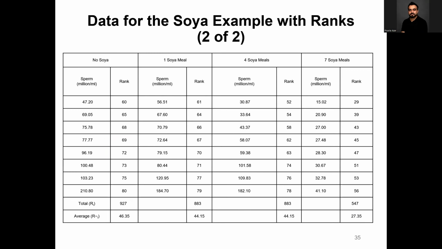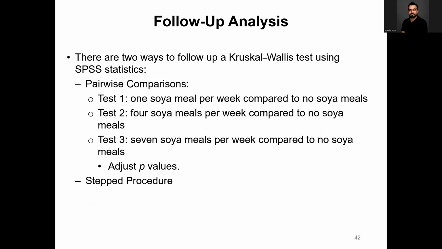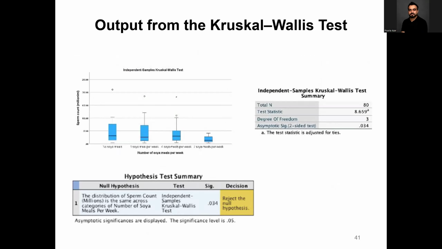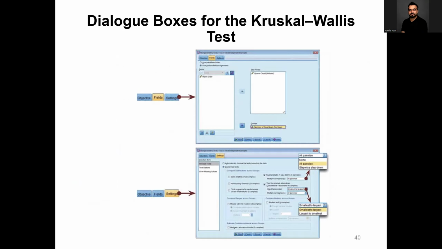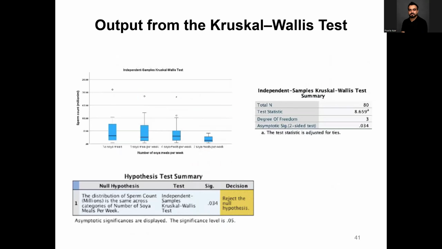Also, I can do some follow-up analysis after running the Kruskal-Wallis test. Here, I would assume that there is a significant difference in sperm count among 4 groups, right? But how can I say the difference is significant between group 1 and group 2 or group 2 and group 4? So in that case, I can do some follow-up analysis.